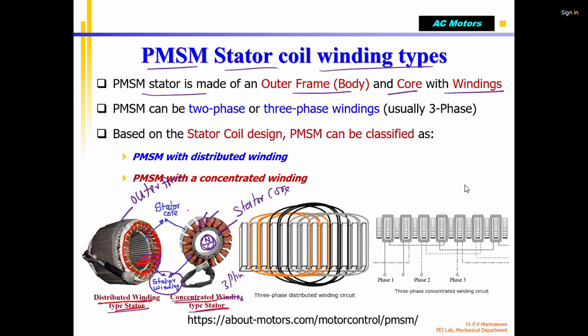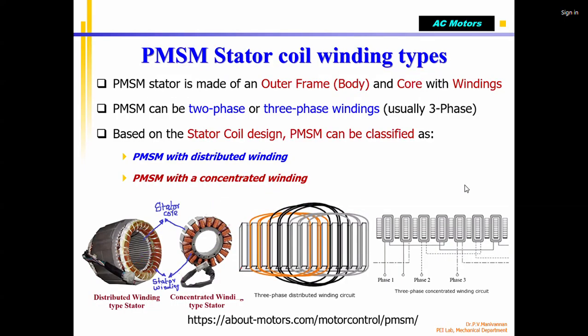So the distributed winding, how does it look? You can see that there are three-phase windings: an orange color, one winding; a black color, another winding; and a gray color, the third winding. And these are the slots. This is the core. Let me clear it so you can see it. This is the stator core, in which there are slots, grooves. In the grooves, the windings are put.